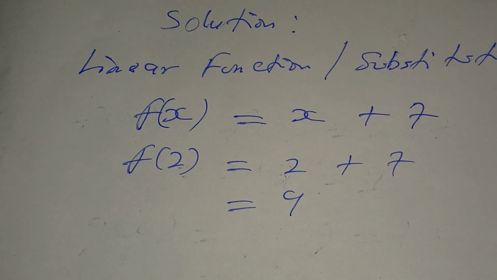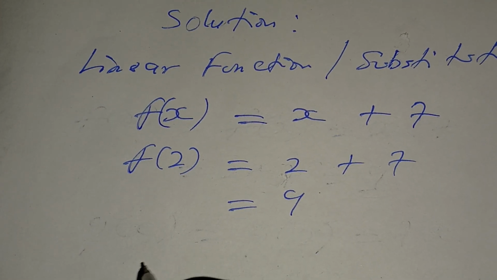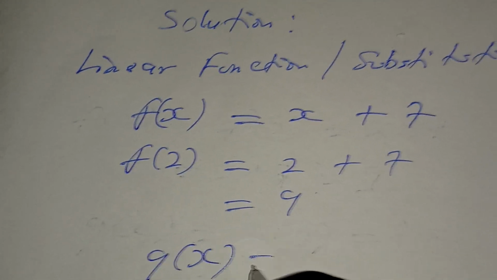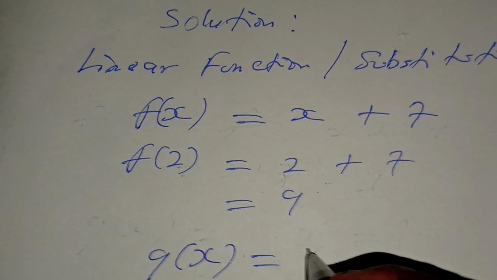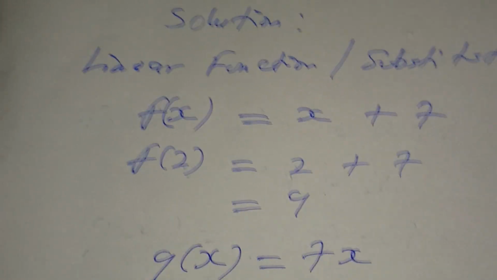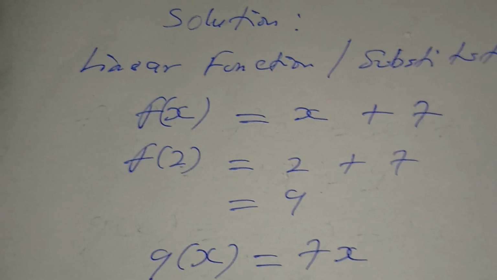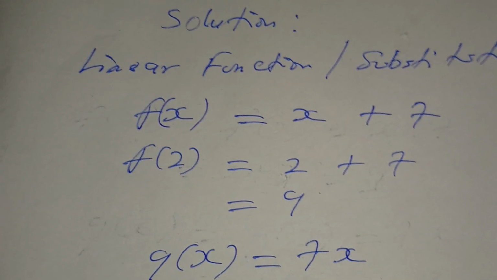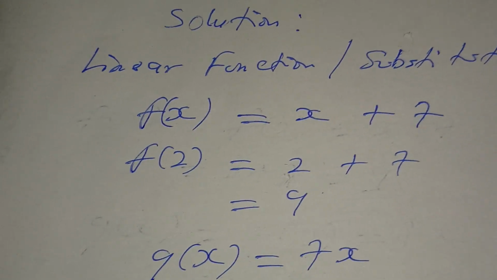The second function we're given is g of x, and g of x equals 7x. So therefore, g of 2 will be equal to 7 times 2. That's what it means, 7 times 2, and that will give us 14.